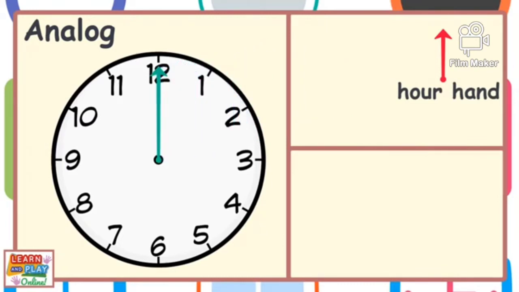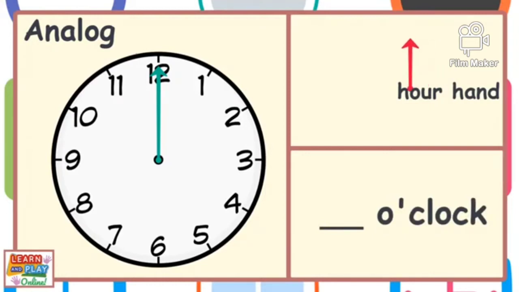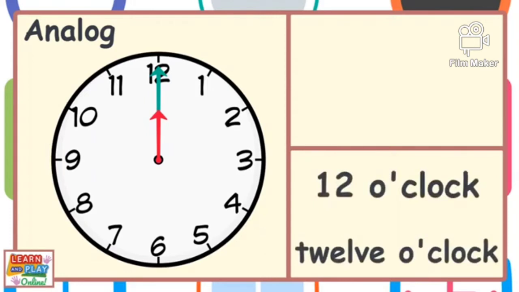When the minute hand is pointing to the number 12 on the clock face, we say it is something o'clock. The number that the hour hand is pointing to will tell us what hour we are in. Right now, the hour hand is pointing at the number 12. So the time on the clock is 12 o'clock.